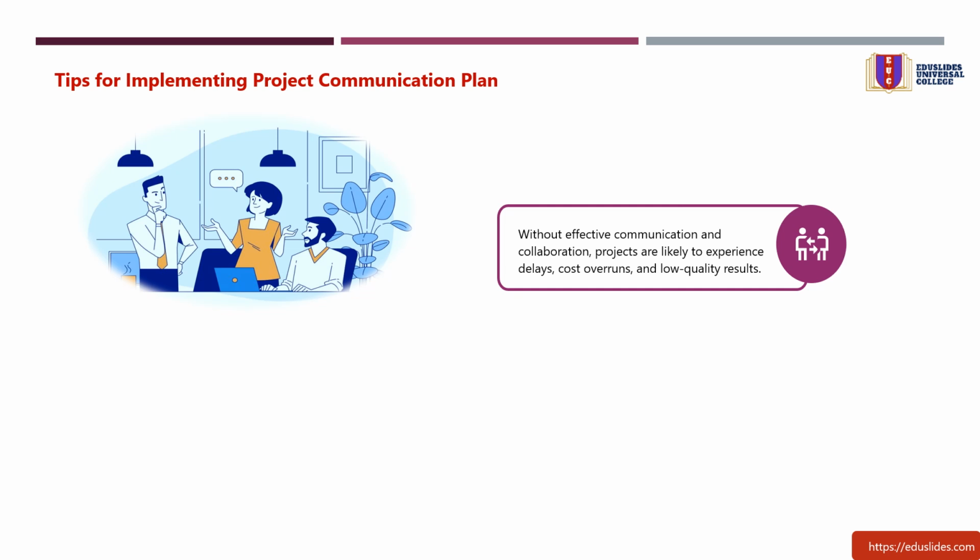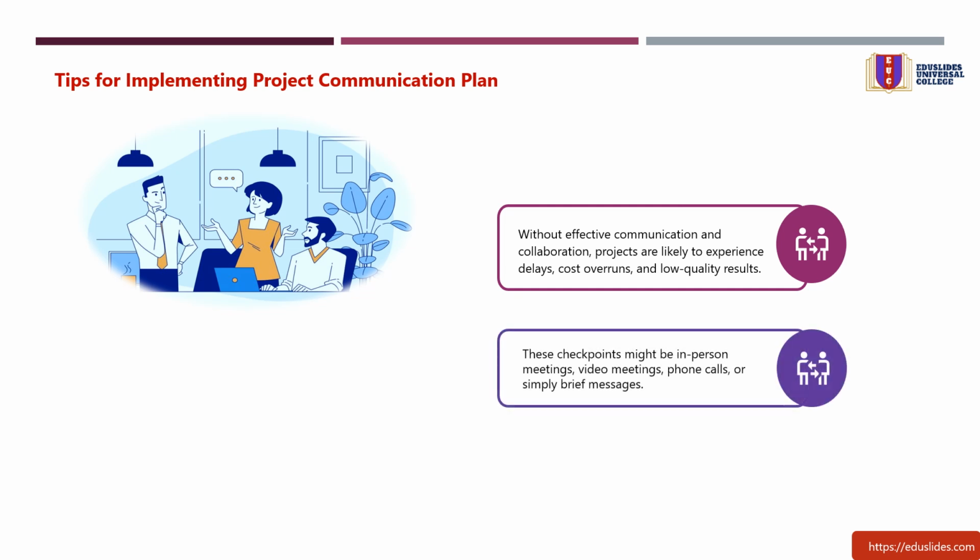1. Establish regular communication checkpoints. Your project plan likely includes checkpoints or milestones where everyone comes together and shares updates on the project's progress. If your plan doesn't incorporate these checkpoints, it should. Communication checkpoints are essential to ensure everyone is working as a team and still moving forward. These checkpoints might be in-person meetings, video meetings, phone calls, or simply brief messages. Again, the method and frequency of communication will depend on the project's complexity. The important thing is that your team is talking on a regular basis.